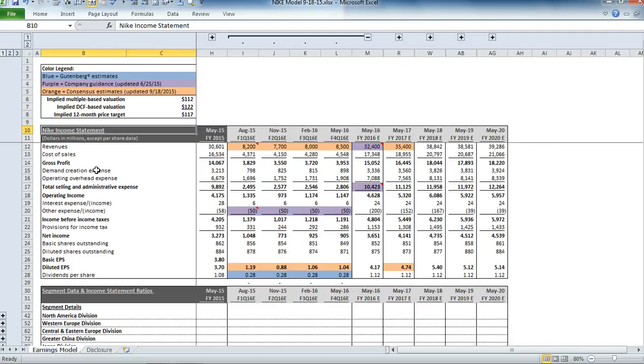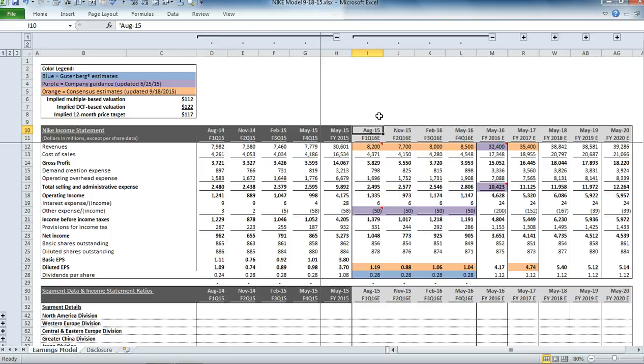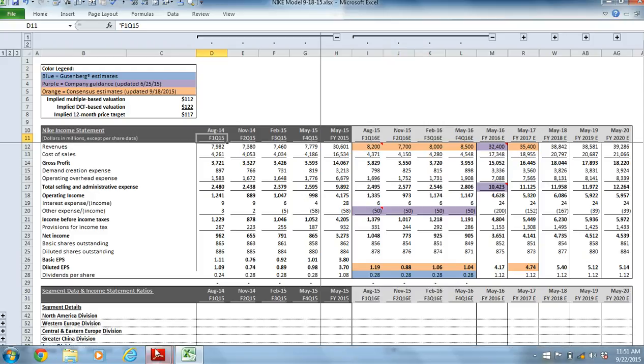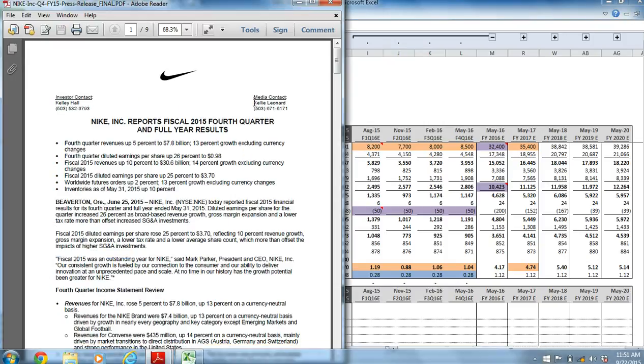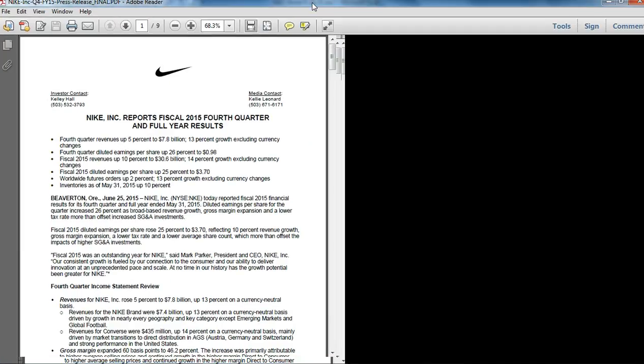Below that section, you have the income statement, and you'll notice that there are some dark gray shaded cells and some light gray. The light gray indicates that these are future periods, and it also shows fiscal 1/16E, which represents estimates. And then the dark gray are the historic details, which come from the company's past press release and SEC filings.